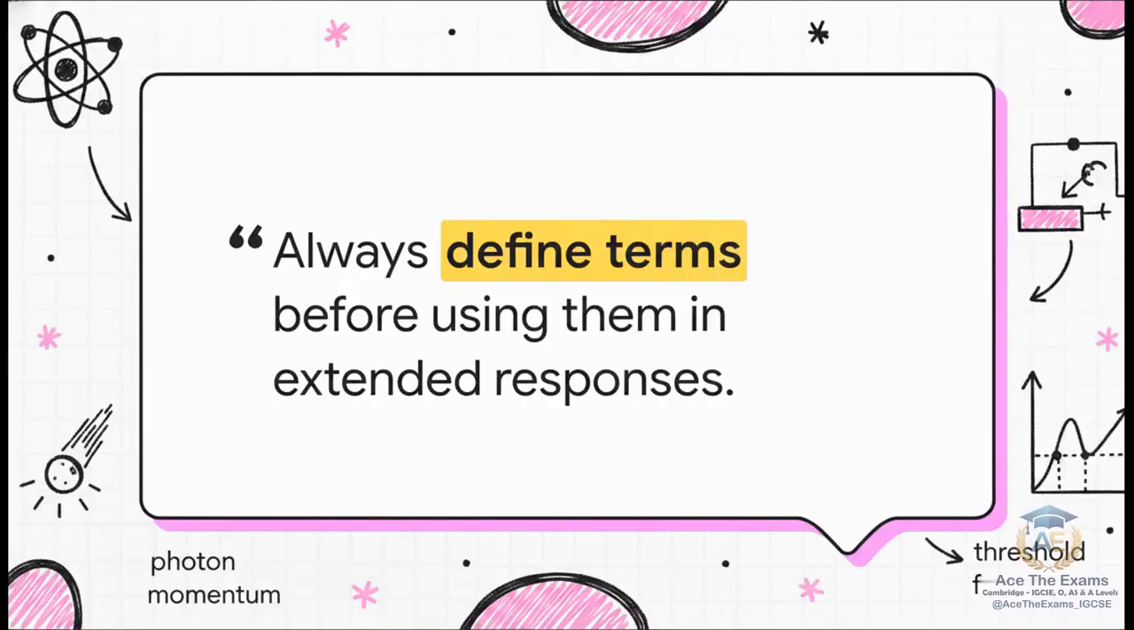I really want you to hear this directly from the principal examiner. Quote, candidates consistently confuse key terminology. Always define terms before using them in extended responses. Listen to me very clearly on this. Do not ever use a term like photon momentum or work function or threshold frequency in an extended response without briefly defining it first. This one simple act proves to the examiner that you possess the core foundational knowledge, instantly elevating the perceived quality of your entire answer.